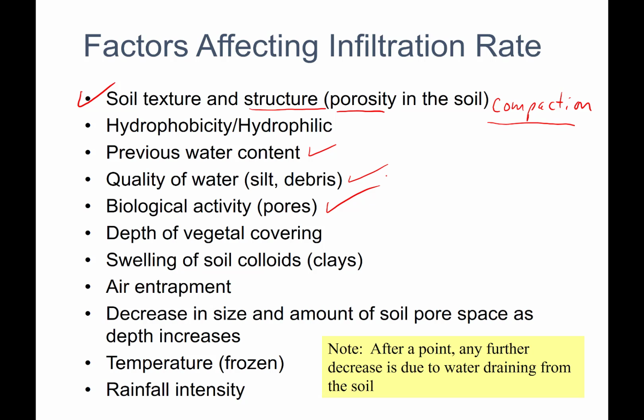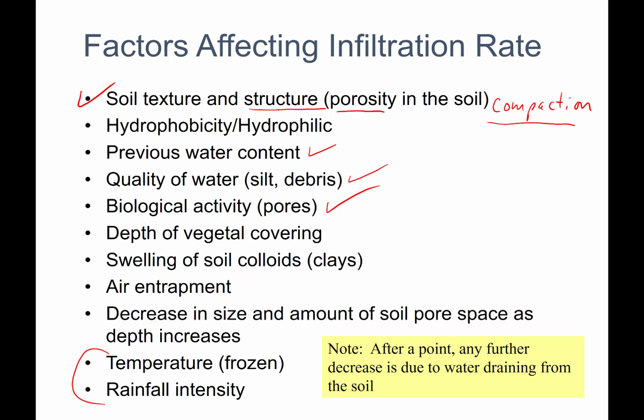Biological activity generally is going to improve your infiltration rate. Things like squirrel burrows, anthills, wormholes, all of these create porosity in the soil. So good biological activity, healthy organisms living in your soil, promote infiltration.